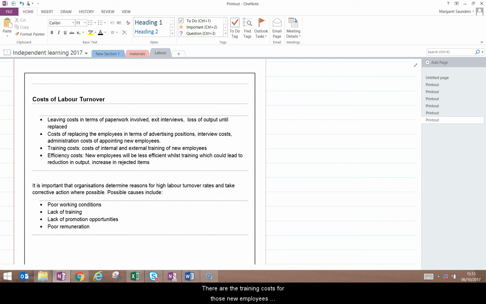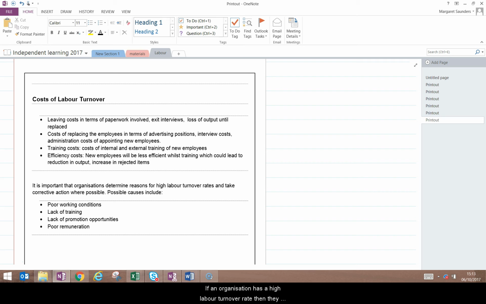There are the training costs for those new employees, whether it be internal or external training courses. And finally, there are the efficiency costs. New employees will be less efficient whilst they're training, so therefore the organisation is likely to see a reduction in output and or an increase in rejected items. So due to these costs, it's important to try and prevent too many employees from leaving the organisation.